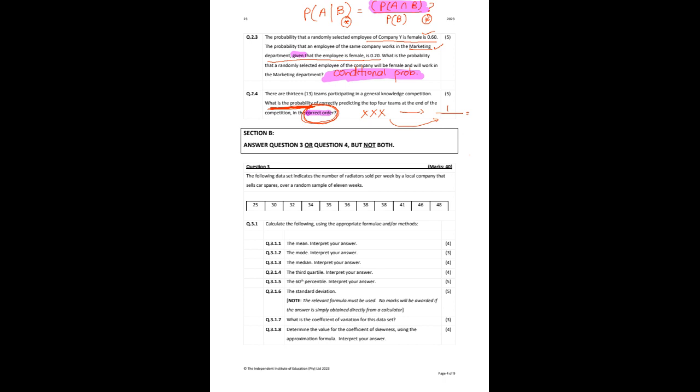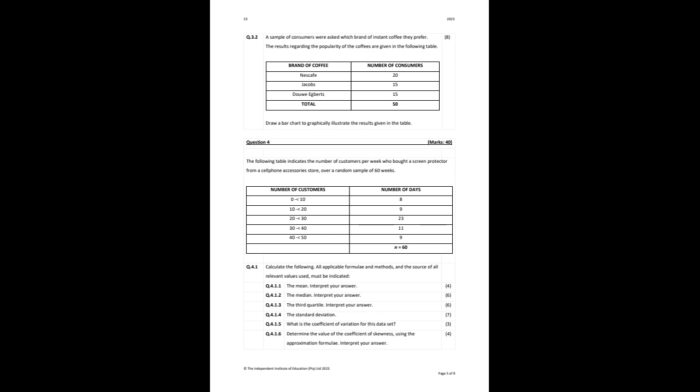Okay, so question 3 and question 4, both from Learning Unit 3. They are your grouped and your ungrouped data. So I'm going to write down here at the top of this section B: this is entirely Learning Unit 3. The first question, question 3, is your ungrouped data. And then question 4 on the next page is your grouped data.